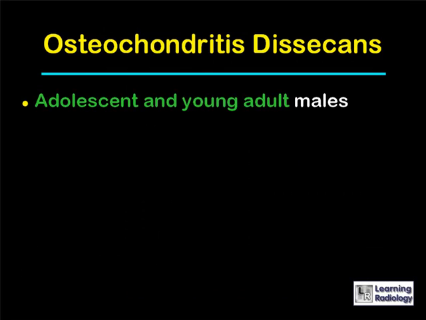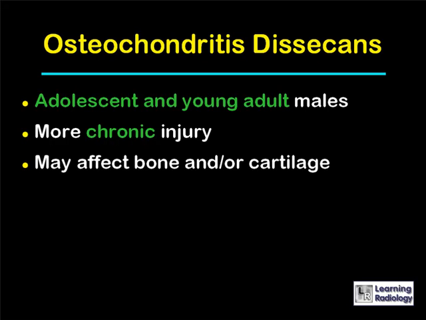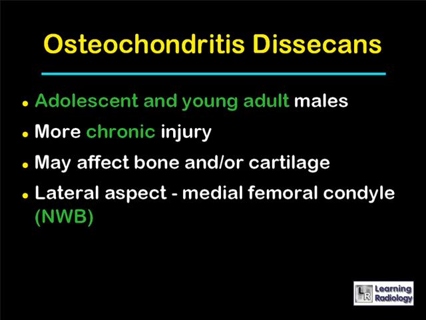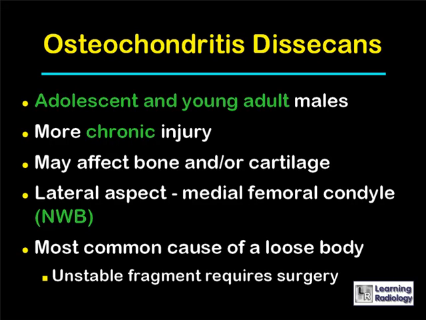Osteochondritis dissecans is relatively common. It occurs in adolescent and young adult males usually. It is a more chronic injury than osteochondral fractures. It can affect the cartilage or the cartilage and bone. It classically occurs on the lateral aspect of the medial femoral condyle, which is the non-weight-bearing aspect of the medial femoral condyle. Osteochondritis dissecans is the most common cause of a loose body. If there is an unstable fragment, it almost always requires surgery.